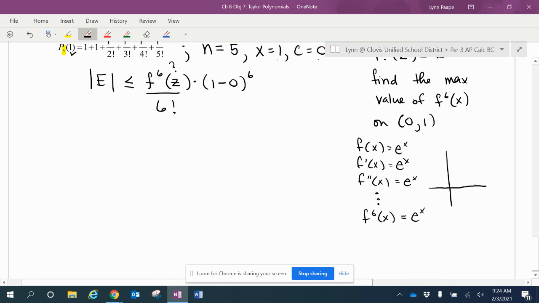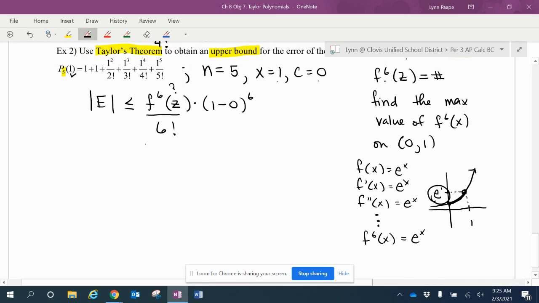Okay, so now we have to find the maximum of that graph. So I'm going to graph e to the x, which looks something like that. And I'm looking on the interval from 0 to 1. So I'm looking between here and here, right? What is the maximum of that section? And that would be right here, which would be e to the x, or e. And so this is where there's a little bit of forgiveness here.